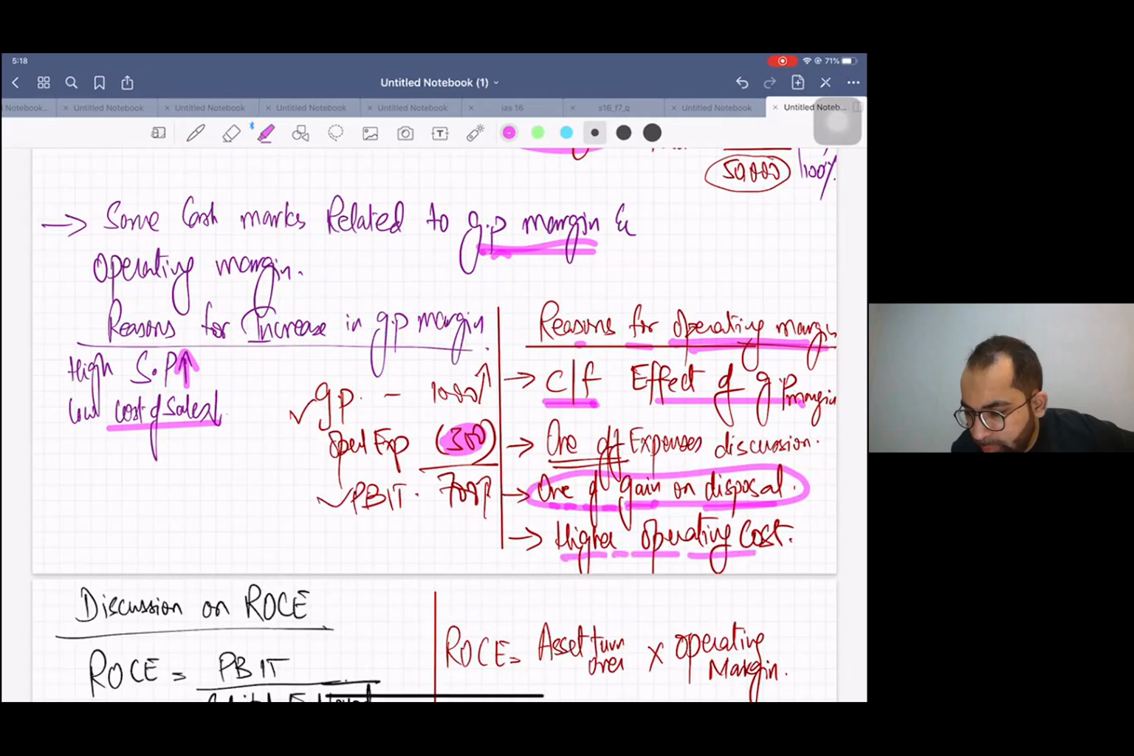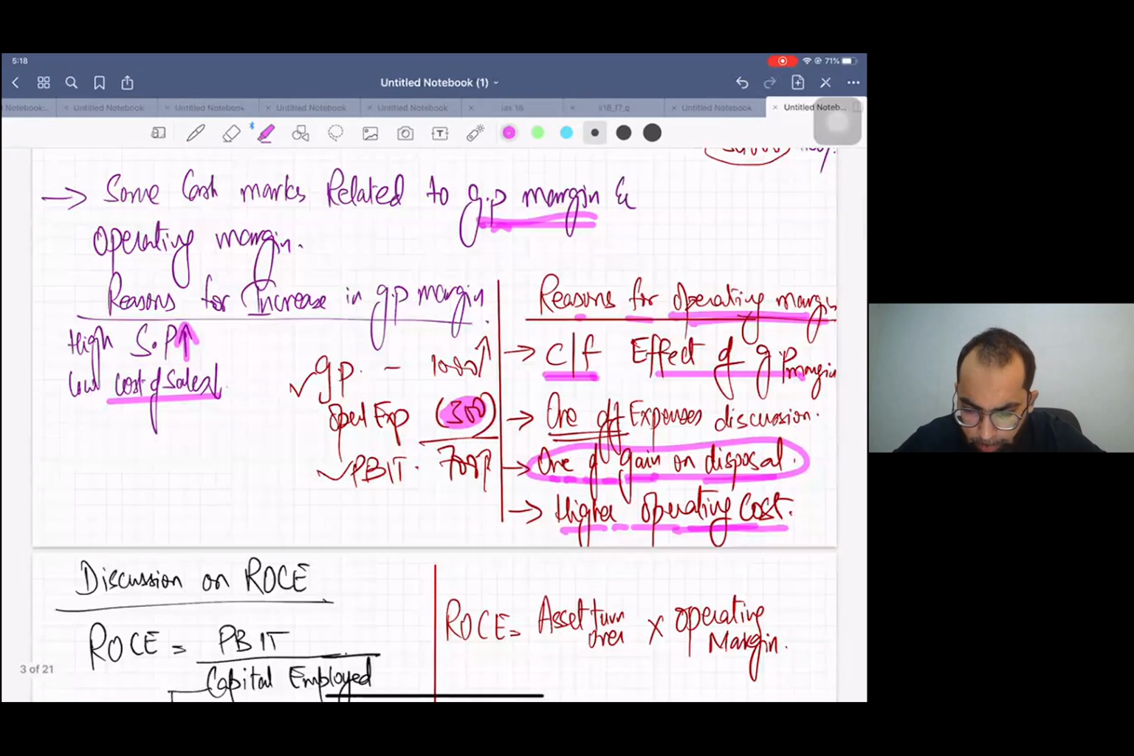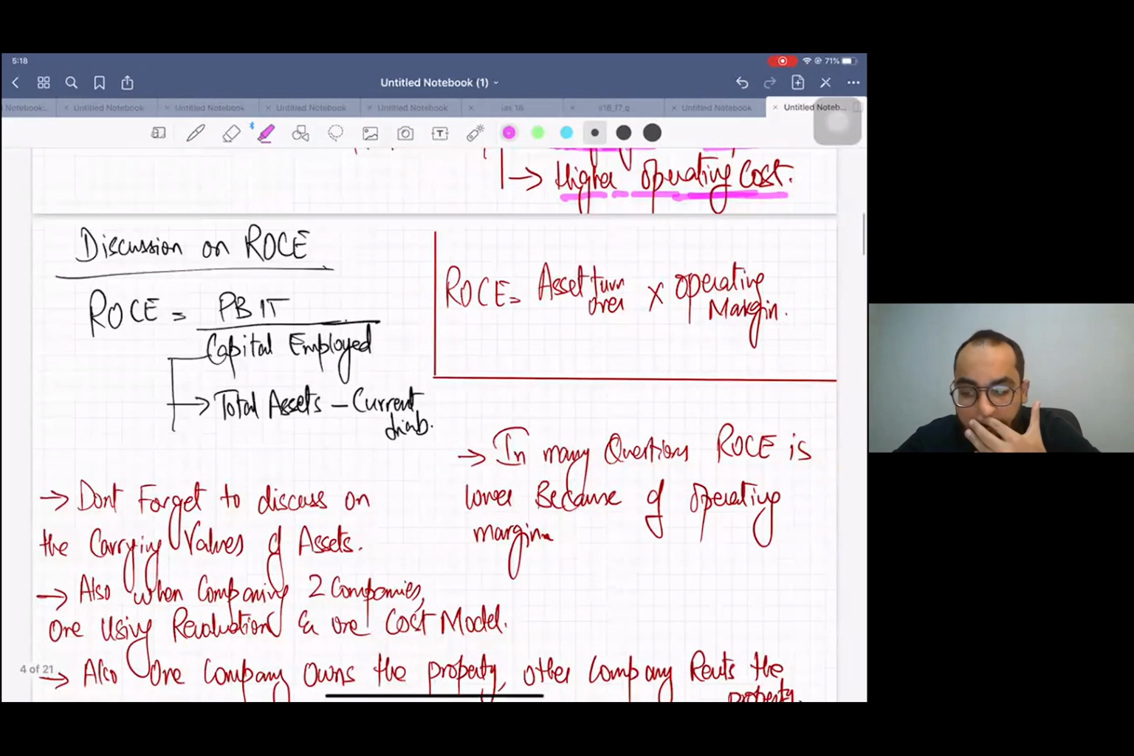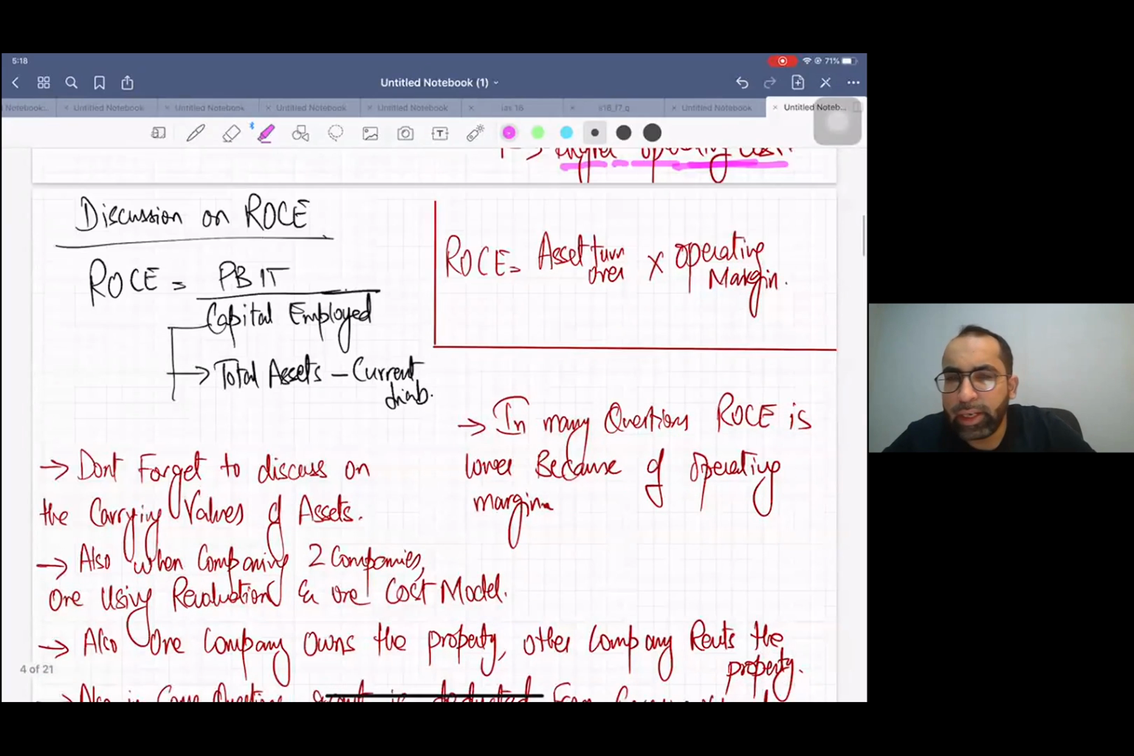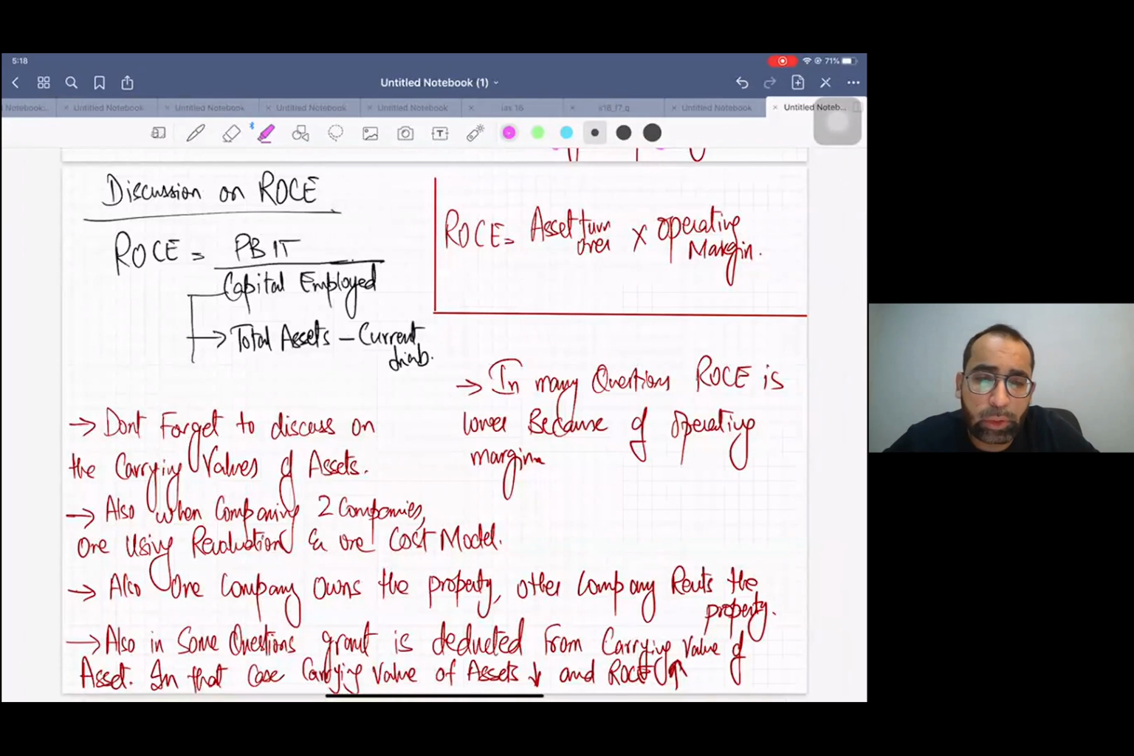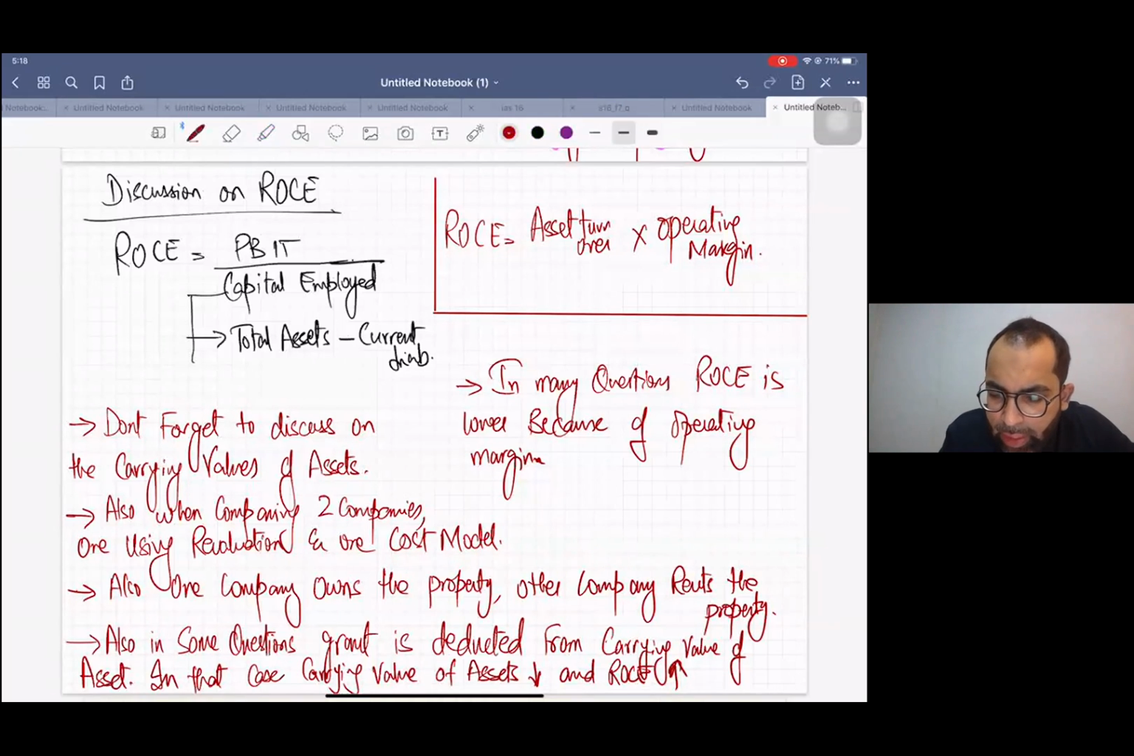Higher operating cost, yes. Operating margins are lower because your operating costs are not in control, that you can connect. Now, something related to return on capital employed, a very famous ratio, and I have seen some questions with almost 60-70% discussion on this. ROCE, or Rocky. Now what's the formula of Rocky? The formula of Rocky is PBIT upon capital employed times 100.